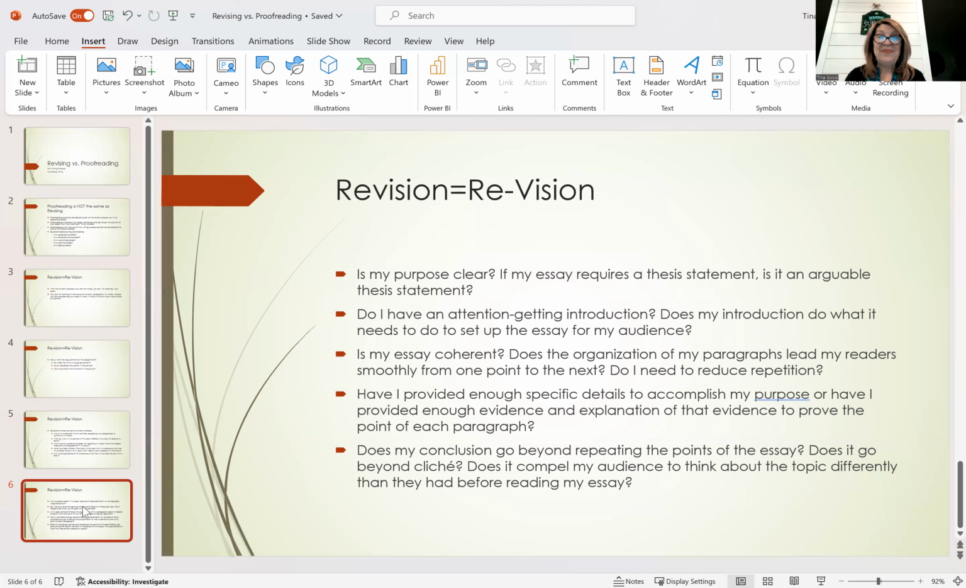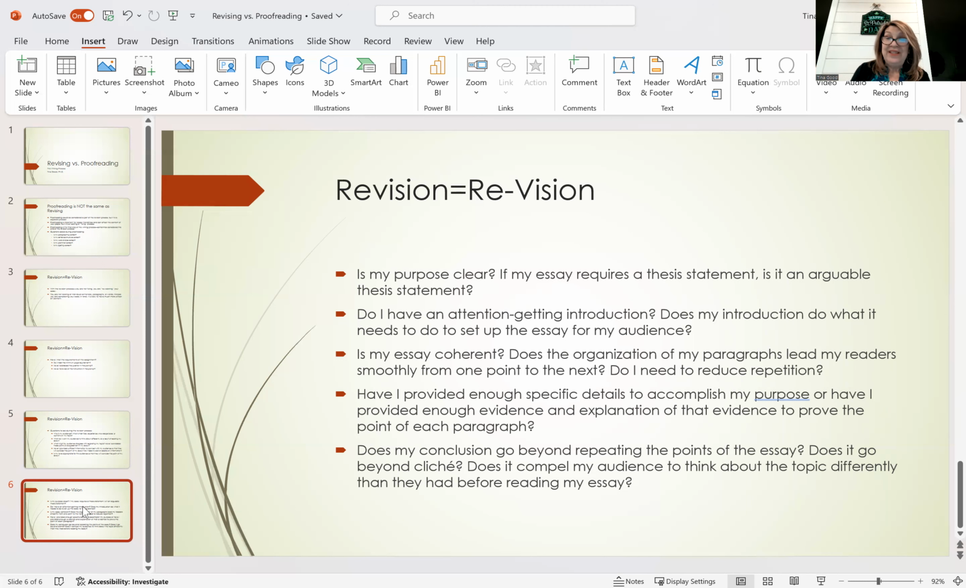Because that's very limiting. Do you have an attention getting introduction, right? You can have the best paper, but if it's not attention getting and people don't read beyond the first sentence, it doesn't do you any good. So is it attention getting? Have you been intentional about making it attention getting?